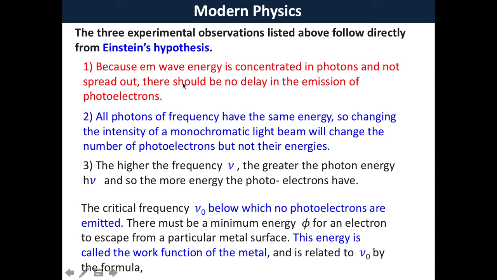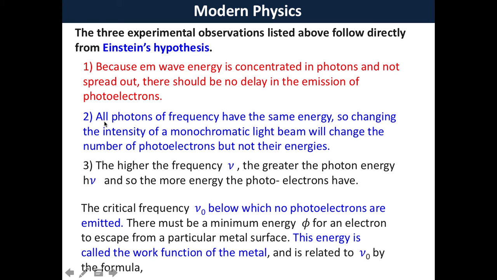So we know that the first problem is that when the incident light strikes the metal, the photoelectron is emitted. There is no interval between the two phenomena. So Einstein explained it very simply: since the energy is concentrated in photons and is not spread out, there should be no delay in the emission of the photoelectron.